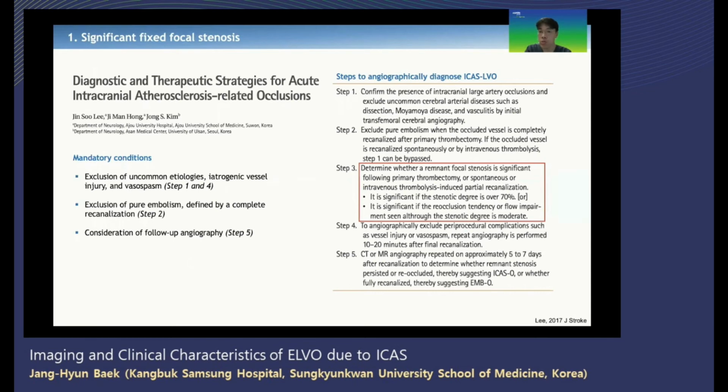To exclude peri-procedural conditions confused with fixed focal stenosis, one should wait for a while, 10 or 20 minutes, after recanalization. Detailed steps to define ICAS ELVO based on the significant fixed focal stenosis were reported in a review article. The review article was written by the original author, Dr. Jin-Soo Ri. I think the article can be very useful to everyone in diagnosing the ICAS ELVO and in its research field.